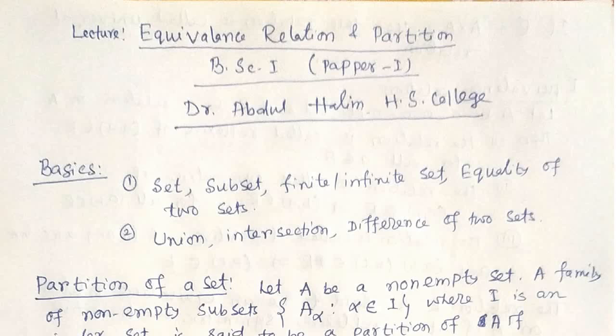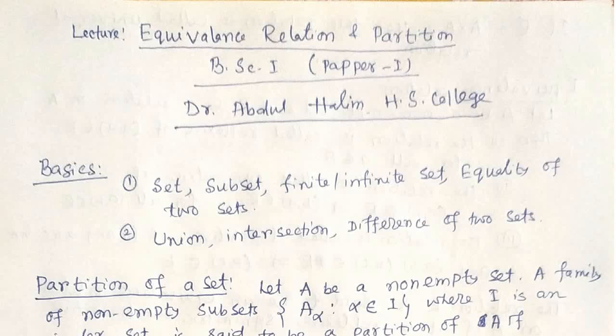In class 11 and 12 we have studied set, subset and finite infinite set, how to prove equality of two sets, and set operations like union, intersection, difference and all these things. We have also studied the relation in class 11 and 12, but here we will revise the relations. Those who forgot these basics can again revise those things, set and all those things.